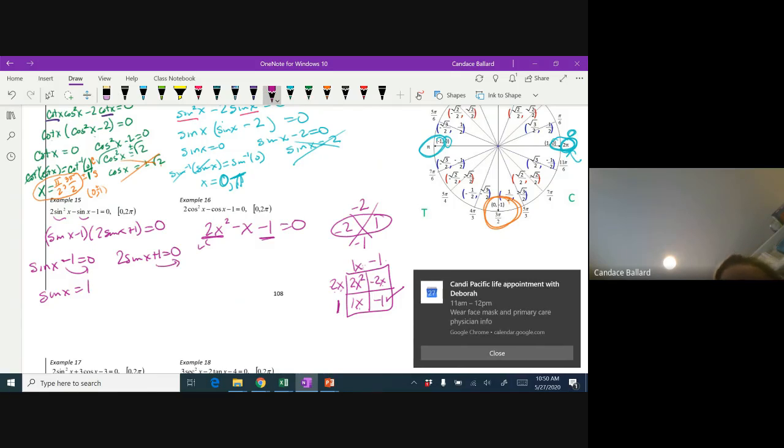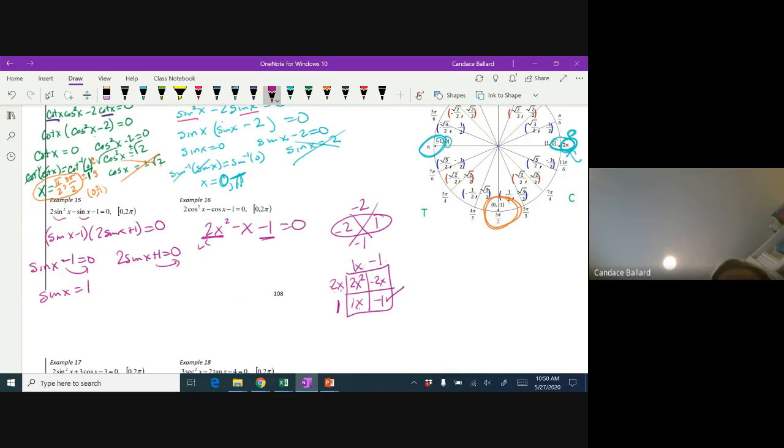Here comes my appointment popping up on my calendar. 2 sin x = -1, and then sin x = -1/2. All right, so all I have to do now is my sine inverses of both sides, and then I should have this one pretty much done. So sine inverse of sine x equals sine inverse of 1. So these guys cancel, and I get x equals.